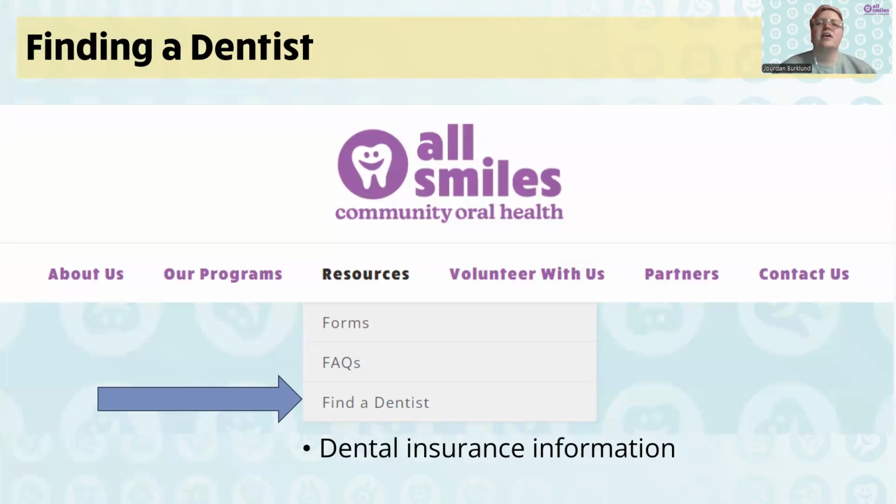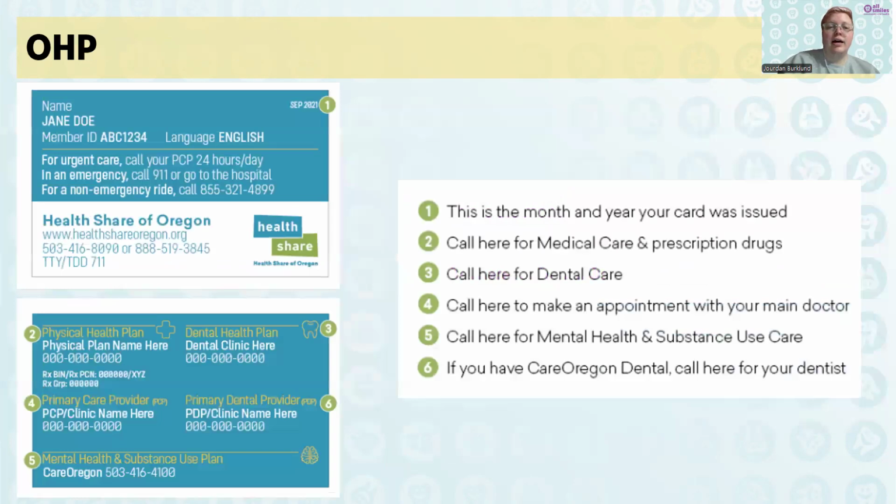So first off is how to find a dentist. And you can always direct families to our website under resources. We have a very robust page of finding dental providers. There's a lot of dental insurance information on there. There's also information for people who don't have insurance. And then you can find lots of information just on the OHP card itself.